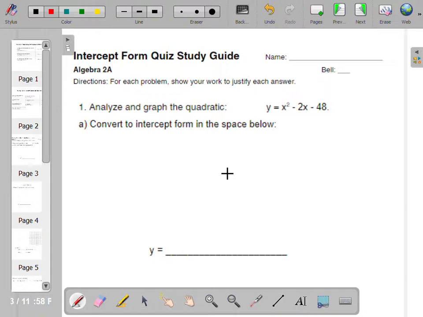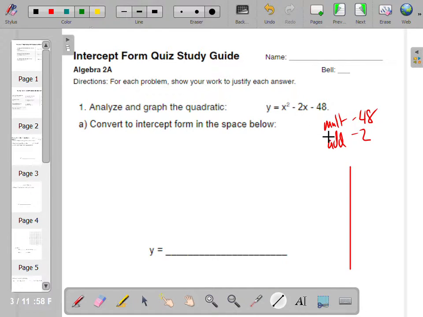First thing, if I give you a quadratic and I say I want you to convert it to intercept form, that means we need to factor. So when you factor, you think of the leading coefficient as 1, and you multiply 1 times negative 48, and that's negative 48. We need to find numbers that multiply to negative 48 and add to the middle. The middle is negative 2. So if you want to make a little factor table, it's not a bad idea.